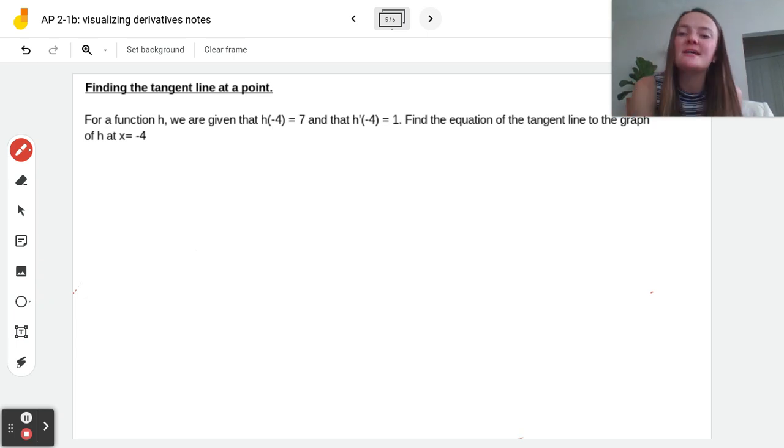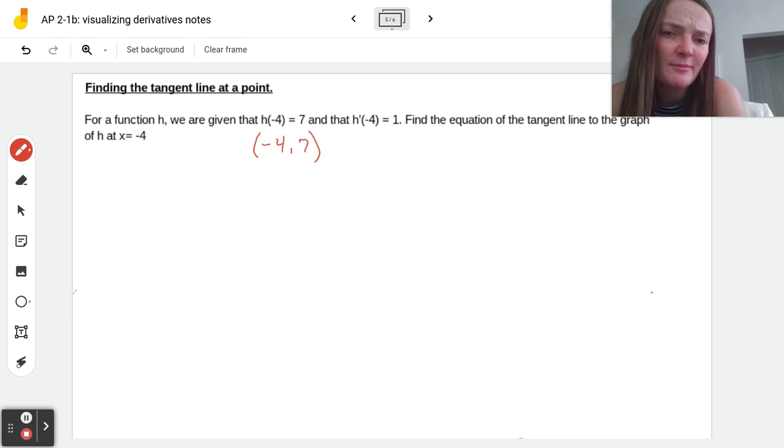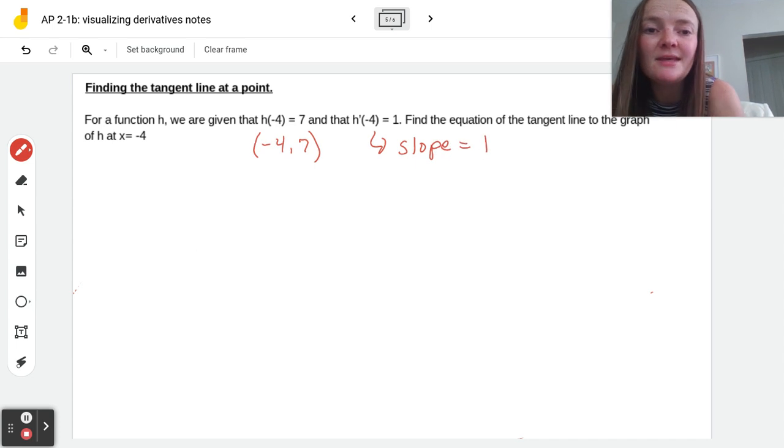Last one, finding the tangent line at a point. For a function h, we are given that h of -4 is 7. That's a point. That's probably good to know. -4, 7. And that h prime of -4 is 1. That sounds like a slope to me. Remember that derivative means slope. Find the equation of a tangent line for the graph at x equals -4.